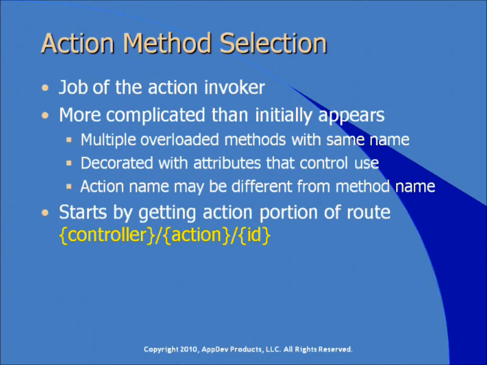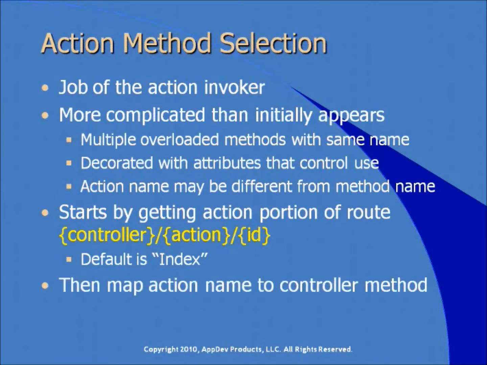The first thing that the action invoker does is to look for the action portion of the route definition for the request. It does this using the default route defined in a new MVC application in the form shown here of controller, action, and ID. But you can define other forms of the routing. So it's looking for the action parameter. But even if the current URL doesn't include that action portion of the URL, then the default route definition defines it to be the index action.